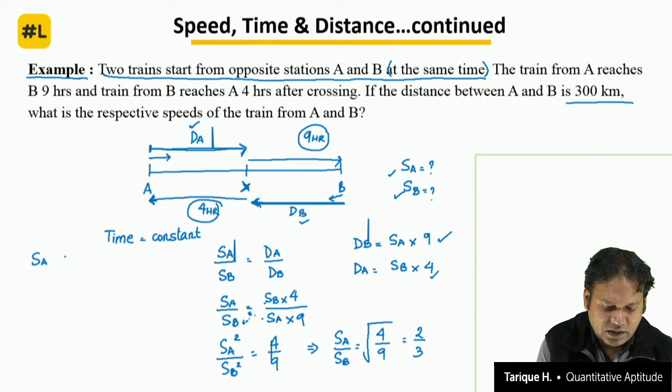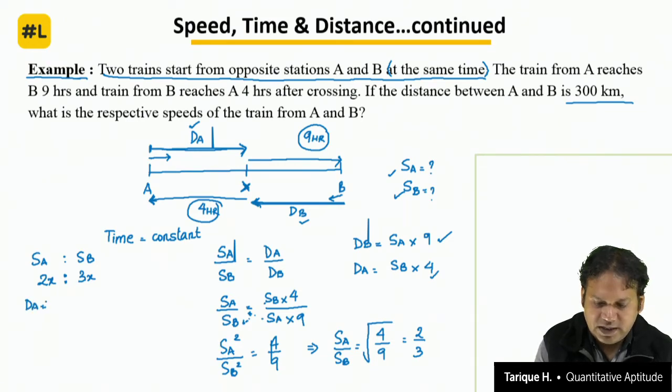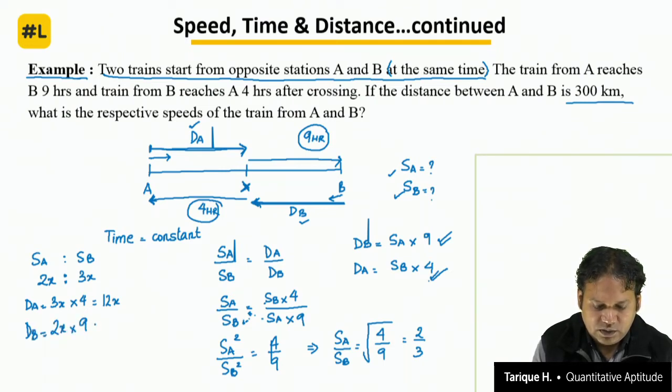Speed of A is to speed of B is 2:3. So we can say let the speed be 2x and 3x. Distance dA is equal to SB into 4. 3x into 4, that is equal to 12x, and distance dB is equal to SA into 9, that is 2x into 9, that is equal to 18x.